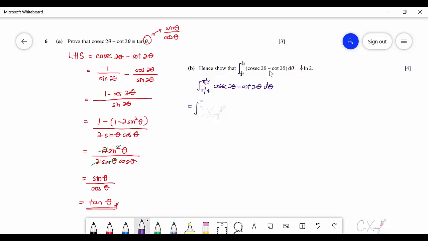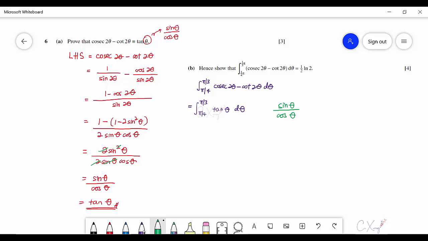Okay, then I know that this expression on the left is equal to tangent theta generally. So they want us to integrate tangent theta. For your information, you should be aware that tangent theta can be written as sine theta over cos theta.